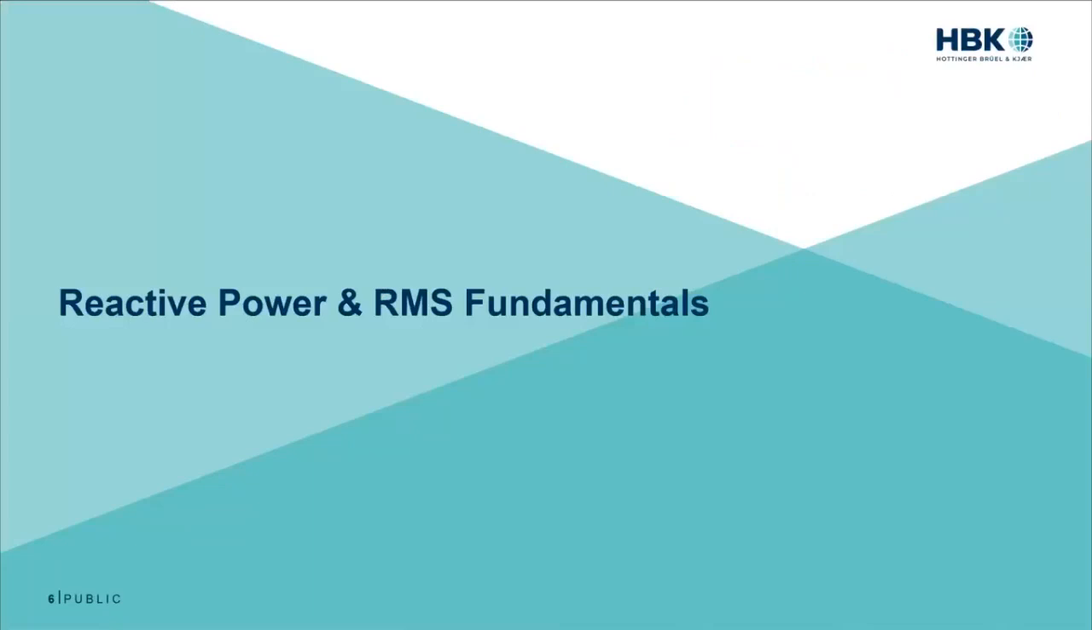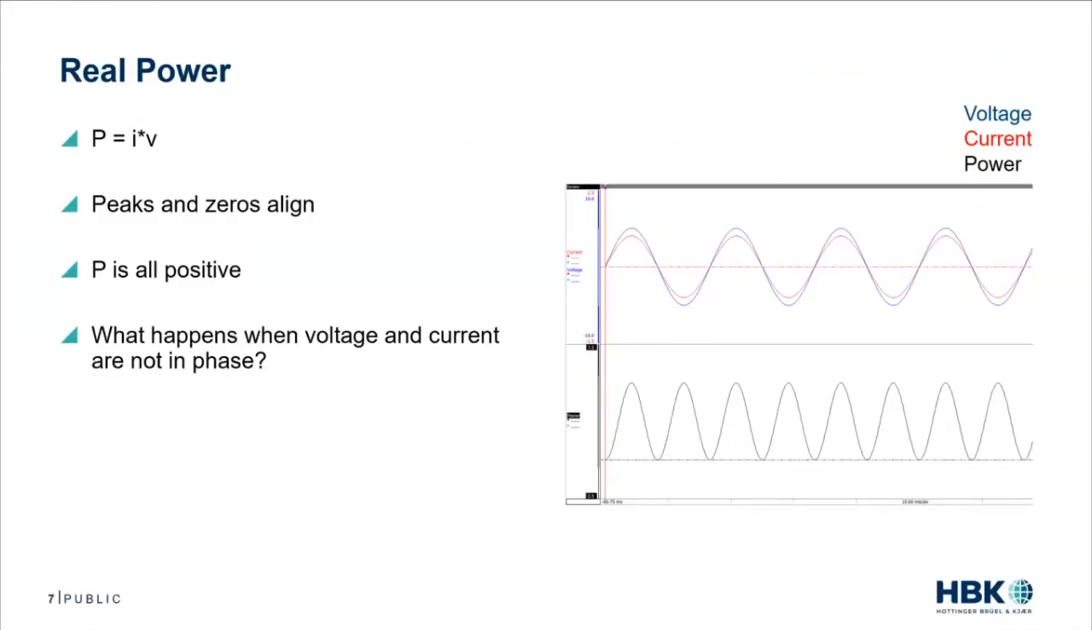So, reactive power and RMS fundamentals. I think before we can start to really understand reactive power, we have to take another look at real power. Now, we probably all remember that real power is P equals I times V, so voltage times current. I've got a simulation on the right-hand side here, again in our software, of a purely resistive, or purely real power, situation. In an AC power system, we have this sinusoidal wave, and here I have a voltage and current where my peaks line up and my zeros line up.